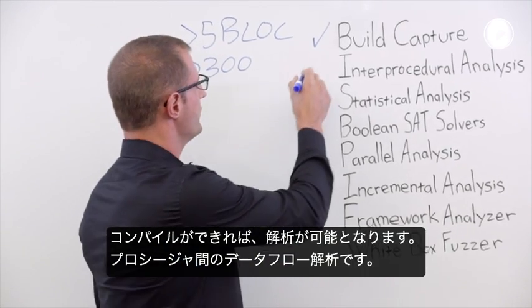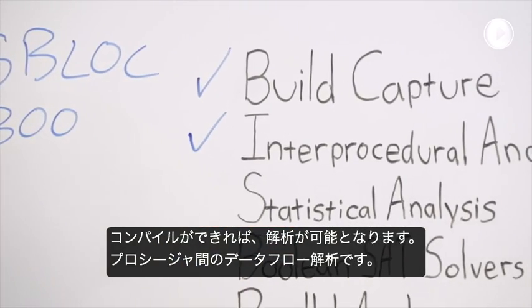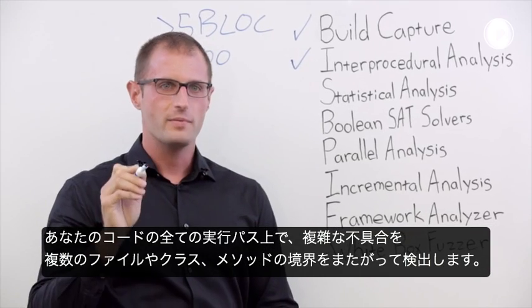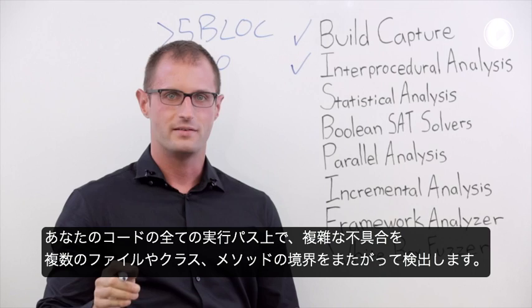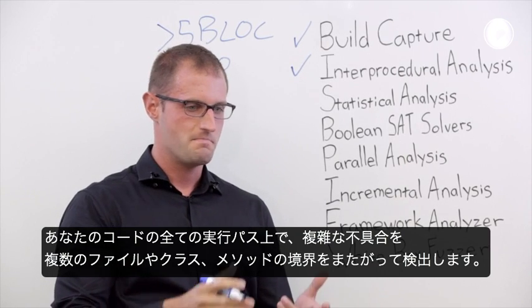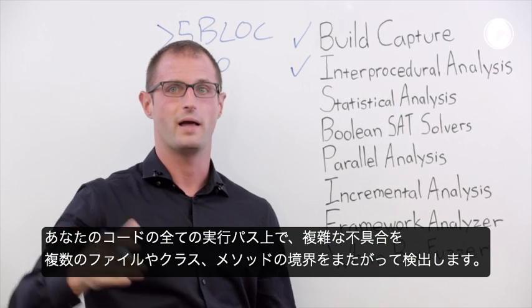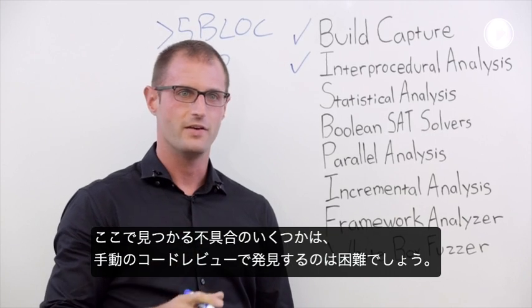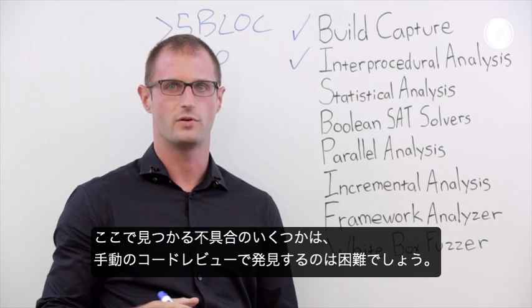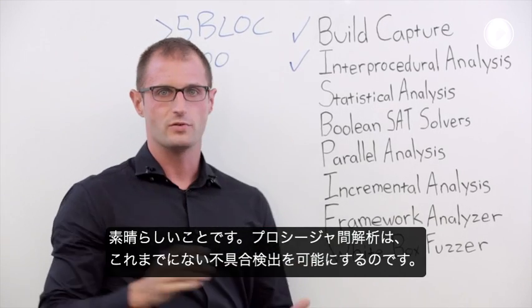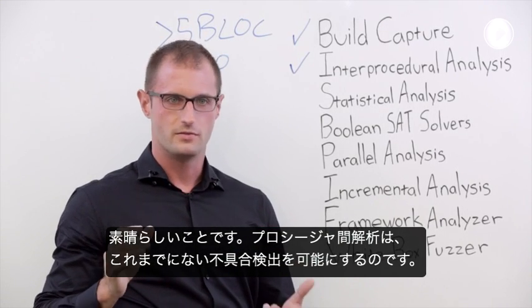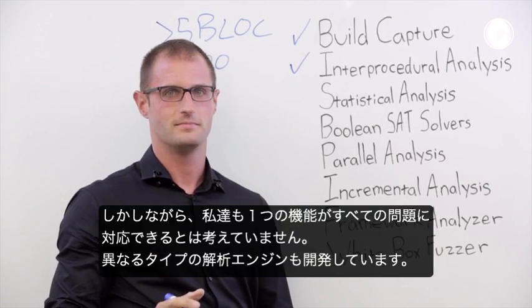So, our interprocedural data flow analysis. This looks at every possible execution path through your code and finds complex defects that in some cases might cross multiple file, class, method boundaries. Some of these defects are very difficult to find with a manual code review. So this is great. Our interprocedural analysis finds a lot of really amazing defects.